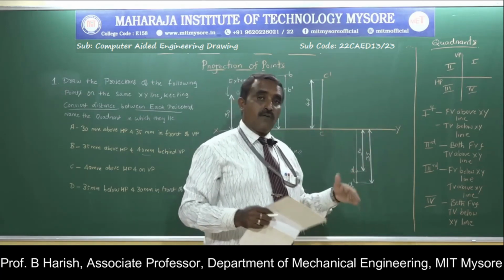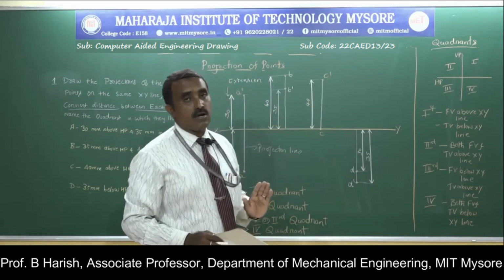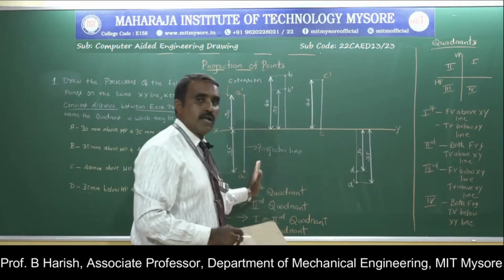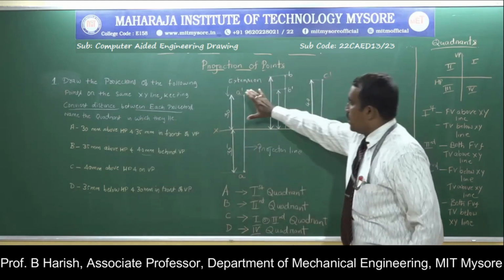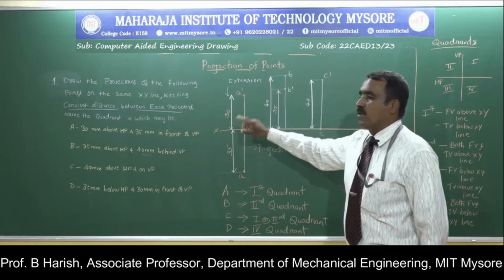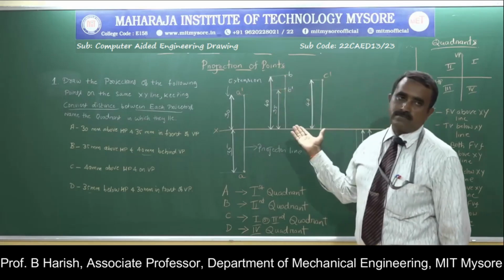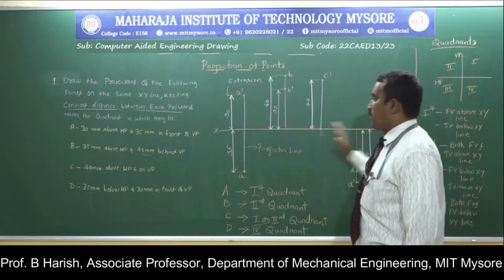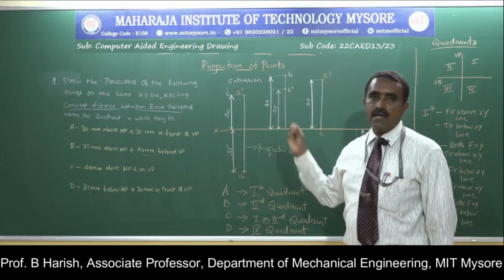Here I am representing 4 different points on a common XY line. The other way the problem can be asked is with just one particular point given. Forget about all these points. Take only the point A dash, that is 30 mm above HP and 35 mm in front of VP. That will be the problem. Like that, it can be in any of the quadrants. That is one more variety of the problem. So here I have taken this problem to show both the ways the problem can be asked.